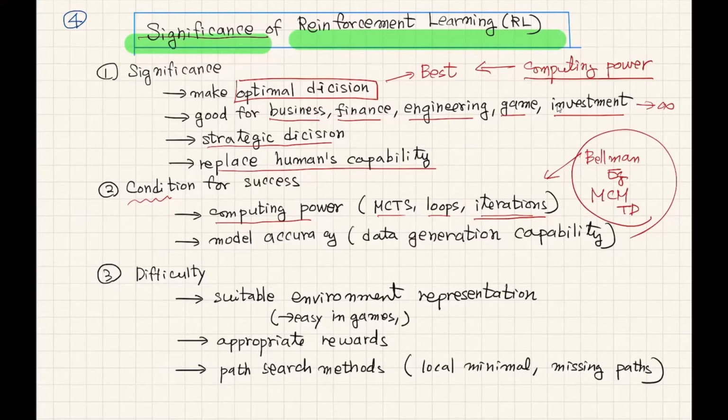Then thousands of computers are working together to make a fast decision. And also we need to have very good model accuracies, especially in the engineering world. In reinforcement learning, reward is a very good concept to make the best optimal decision, and we have to calculate reward. Sometimes we can calculate reward using the Bellman equation combined with Monte Carlo method and temporal difference method.